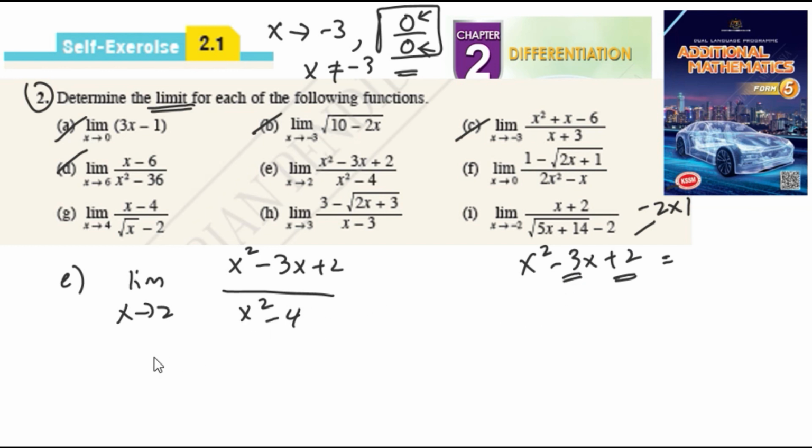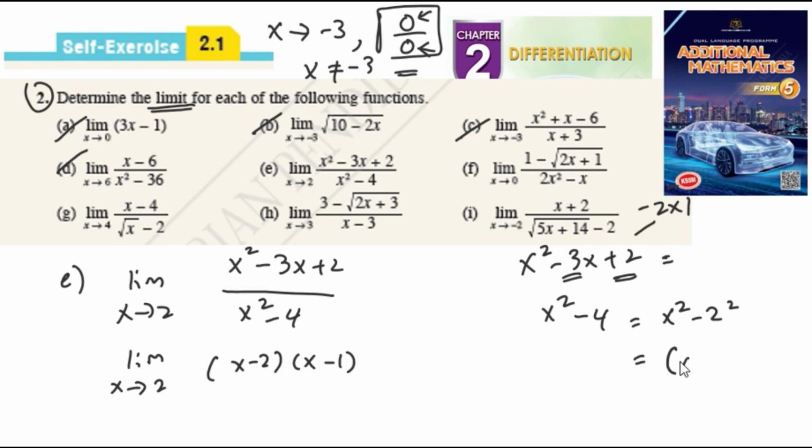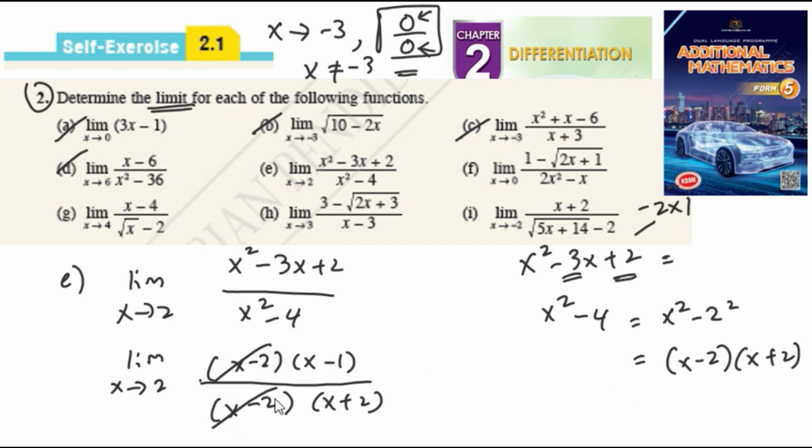So this is equal to the limit as x approaches 2 of (x minus 2)(x minus 1). And x squared minus 4 is x squared minus 2 squared, which is equal to (x minus 2)(x plus 2). So you can cancel the x minus 2 and you are left with this. 2 minus 1 doesn't give 0, and 2 plus 2 doesn't give 0 either.